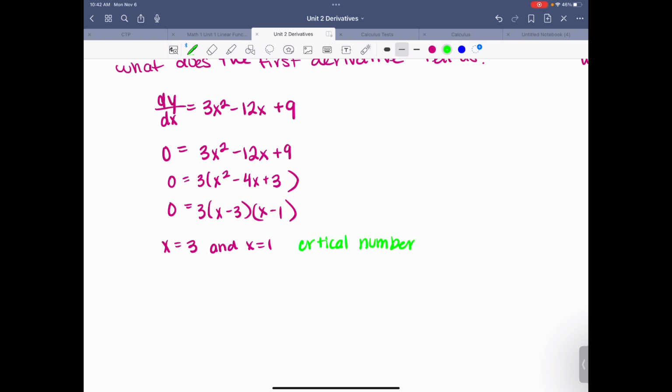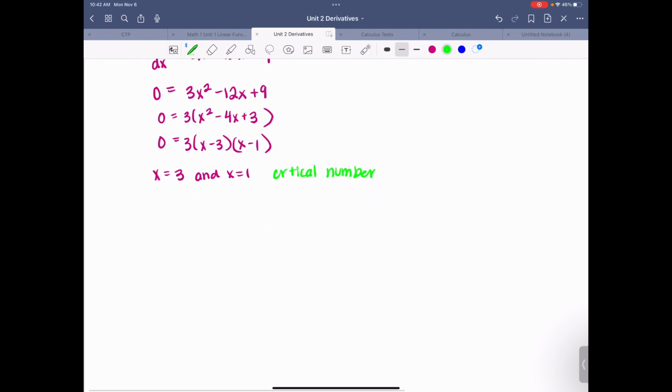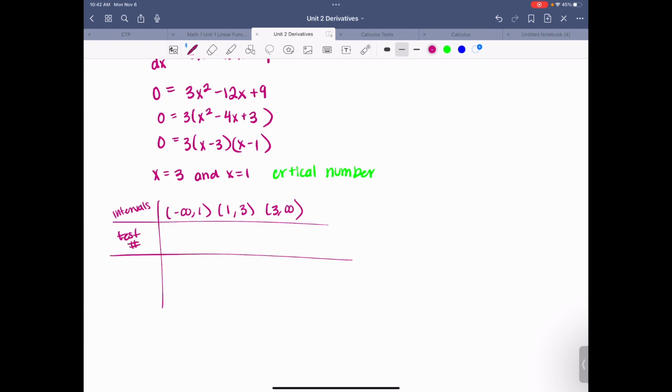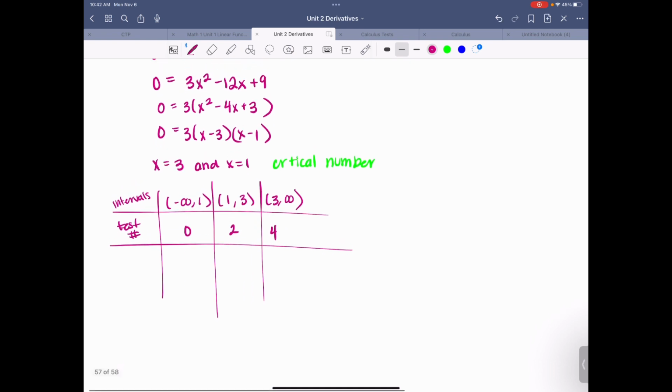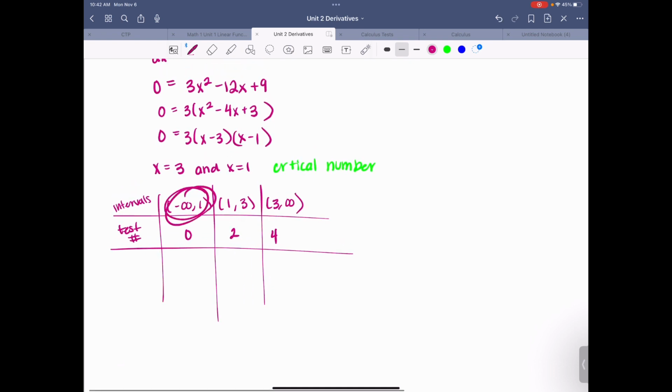This is where I'm going to check to see whether or not I have a sign change. So I set up some test intervals: from negative infinity to 1, from 1 to 3, and from 3 to infinity. And I'm going to find some test numbers within those intervals. Choose easy ones, so I'm going to choose 0, 2, and 4. They don't have to be 0, 2, and 4. They just have to be a number within each of these stated intervals.